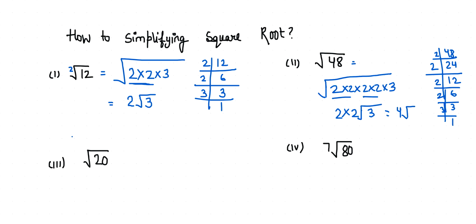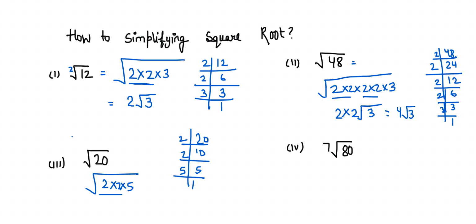Now similarly for 20: divide by 2 gives 10, divide 10 by 2 gives 5, and 5 gives 1. So under the square root, 2 times 2 times 5. So we will make a pair of 2, and there is no pair of 5. So it is 2 root 5.